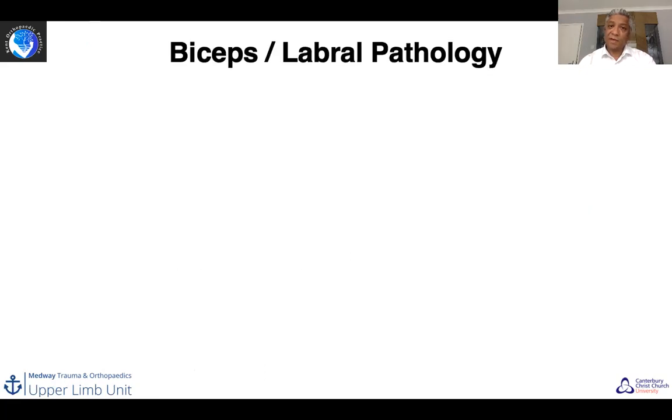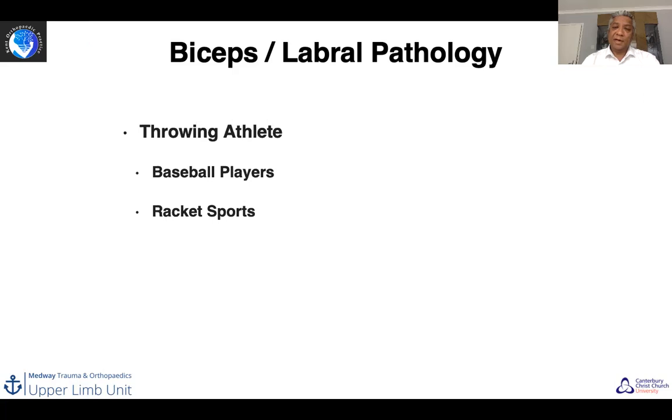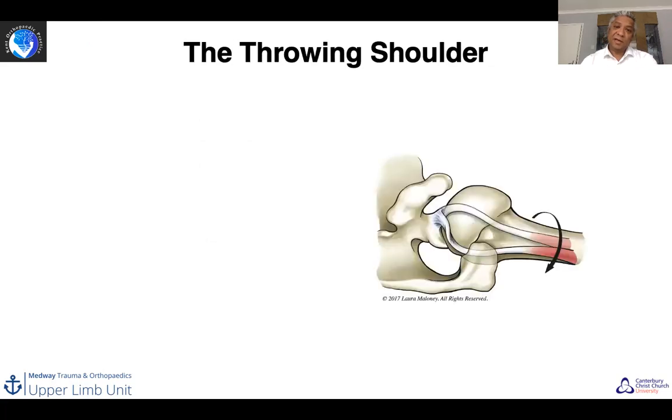Look at the alternative bicep labral pathology, i.e. the SLAP type of lesion. It's commonly seen in a throwing athlete. It's very well described in baseball players, especially the pitchers in the US. But in the UK, we commonly see patients who do racket sports, weight training, especially powerlifting or bench presses, and cricket. And the pathology is generally when the patient's arm is abducted and externally rotated in the throwing position.